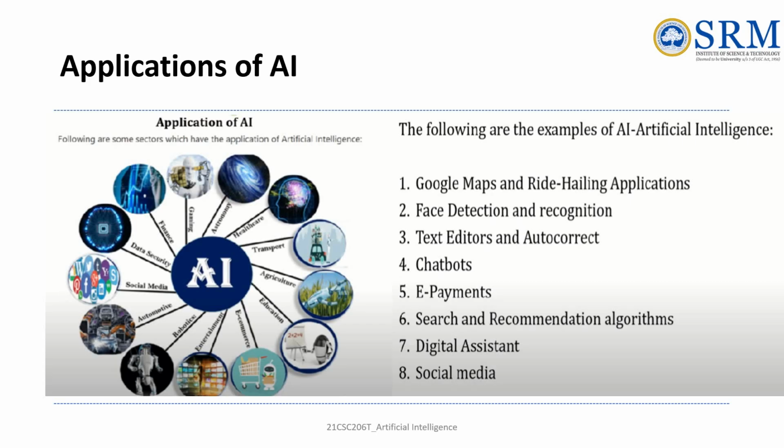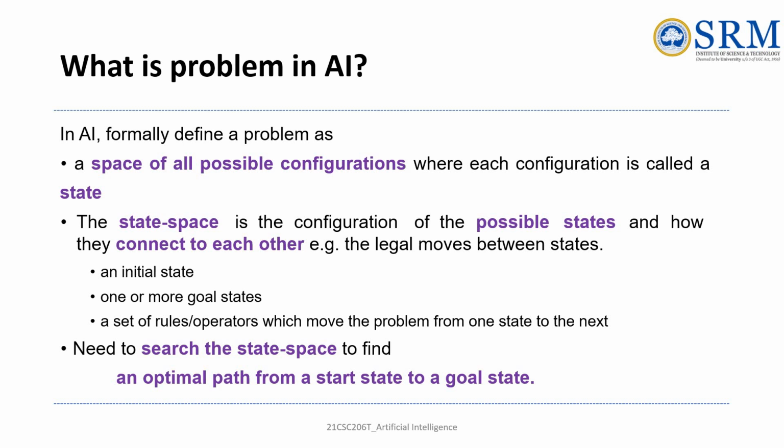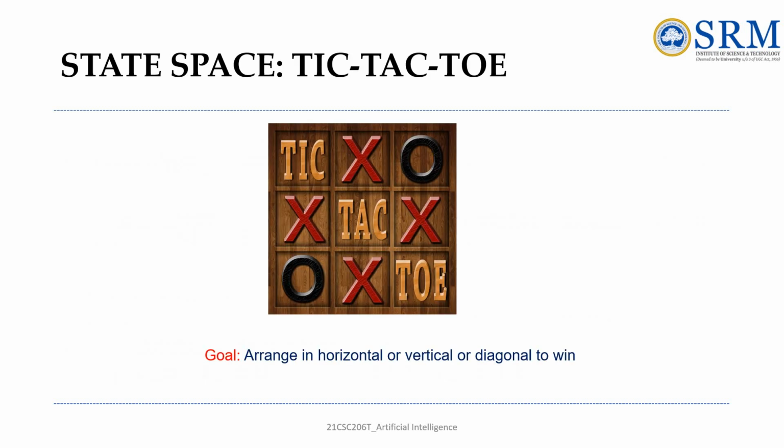Generally, what is the problem in AI? It is a space of all possible solutions where each state represents a step towards a goal. The key components of AI problems: the state space, that is the possible configurations of a system; the initial state, where the problem begins; the goal state, the desired outcome; the rules or operators, actions that move from one state to another; and the search process, finding the best path from the start to the goal.